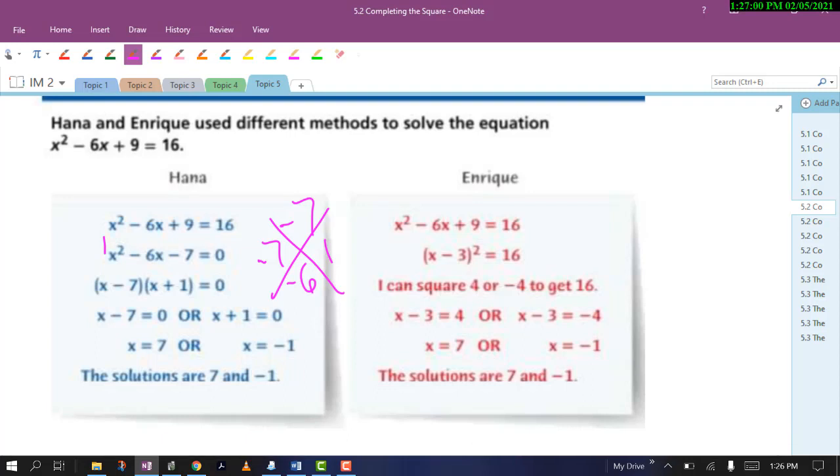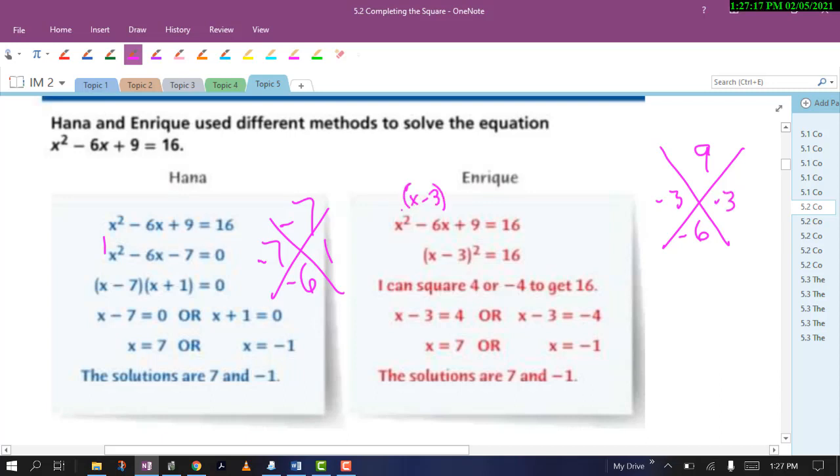Enrique wants to do it a different way. So he factors x squared minus 6x plus 9. We did our diamond problem: product of 9, sum of negative 6. So that would be negative 3 and negative 3. It's the same number, so when we factor it, it's really (x minus 3) times (x minus 3). But we rewrote it to be (x minus 3) squared. And of course it equals 16. We haven't done anything with the other side.